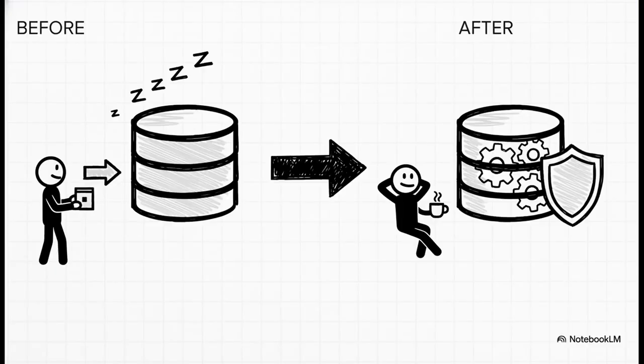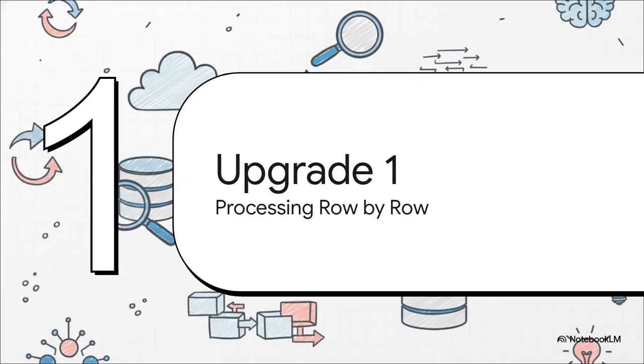You see, the big shift here is from passive to active. Most databases just sit there, waiting for you to tell them what to do. We're building one that works for us, using its own internal logic to automate tasks, validate data, and enforce really complex business rules all by itself. So, let's kick things off with our first upgrade.